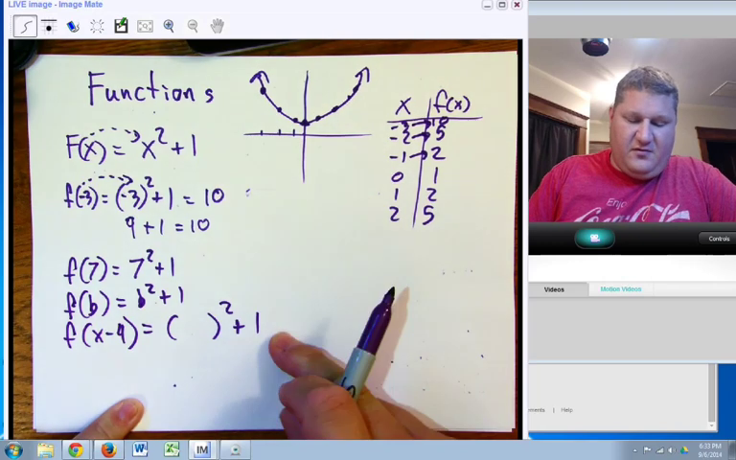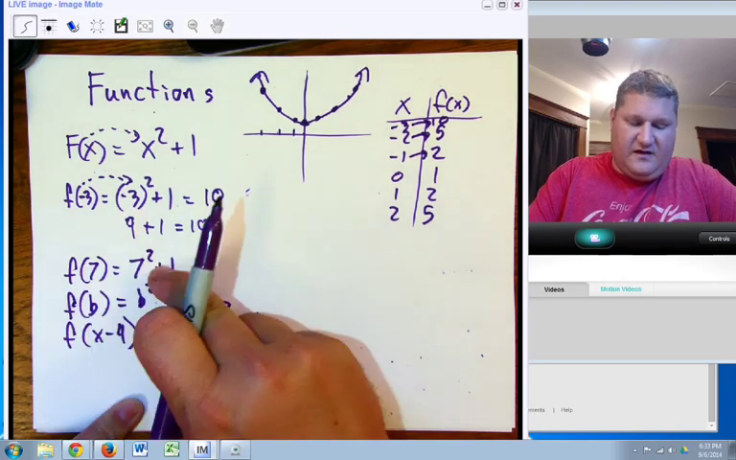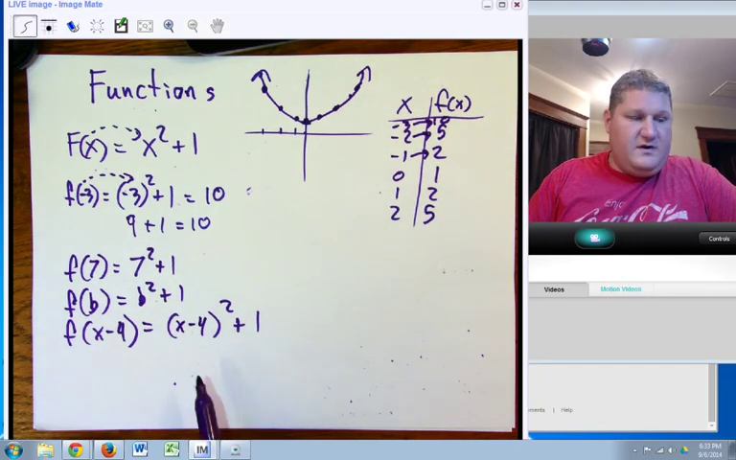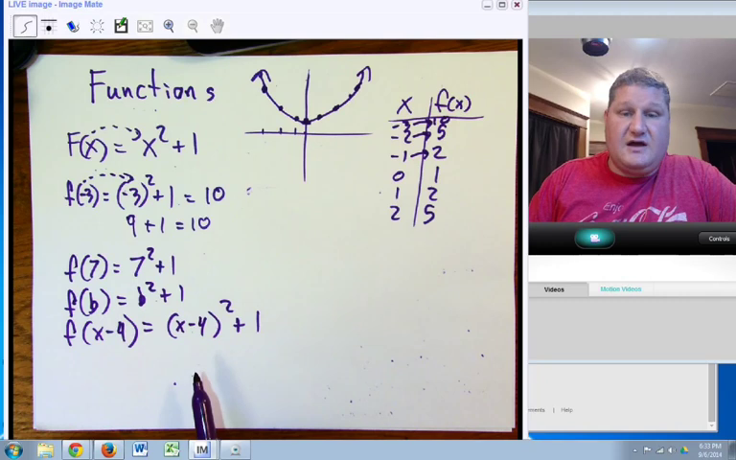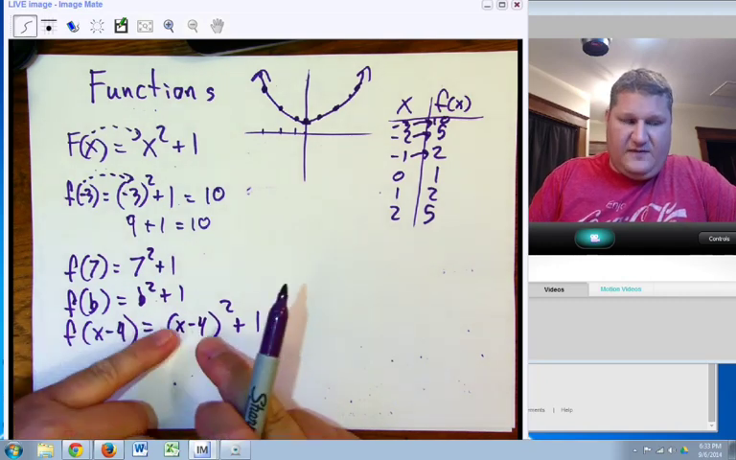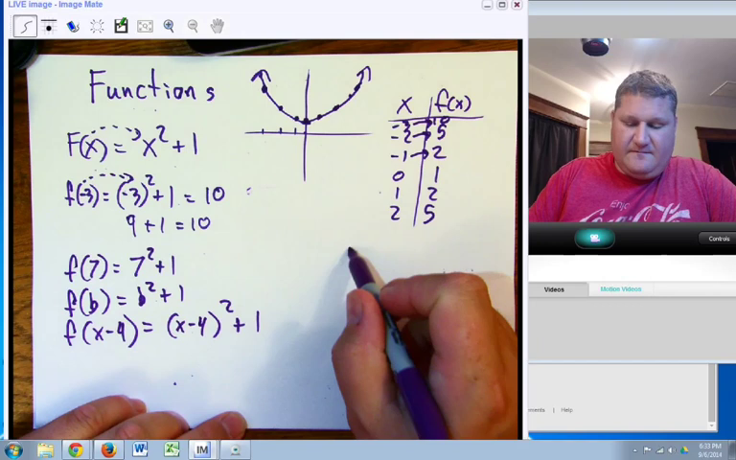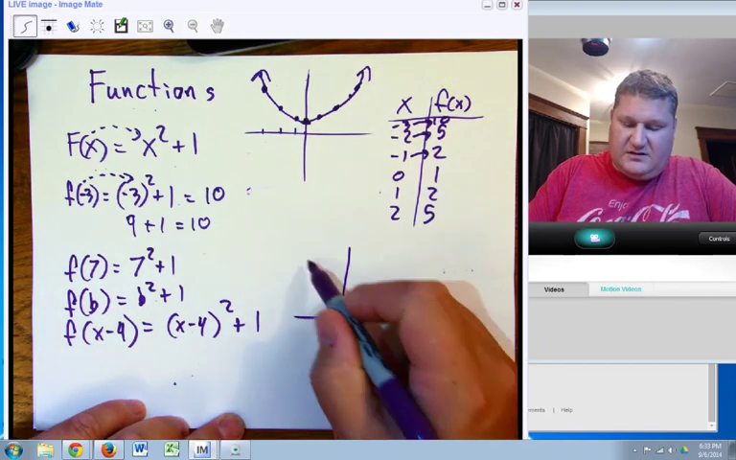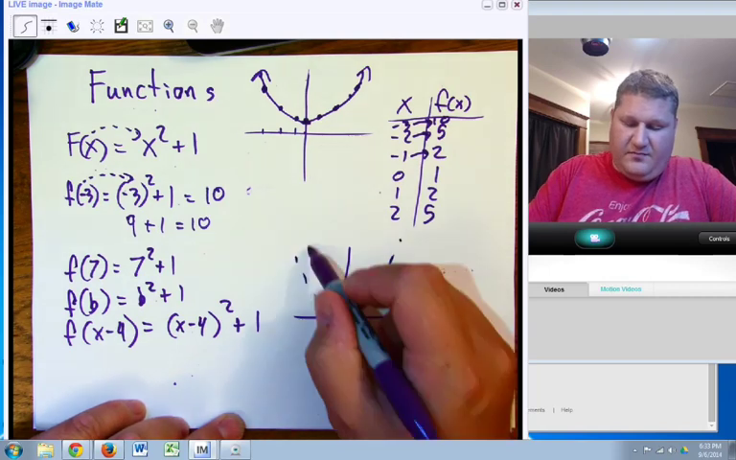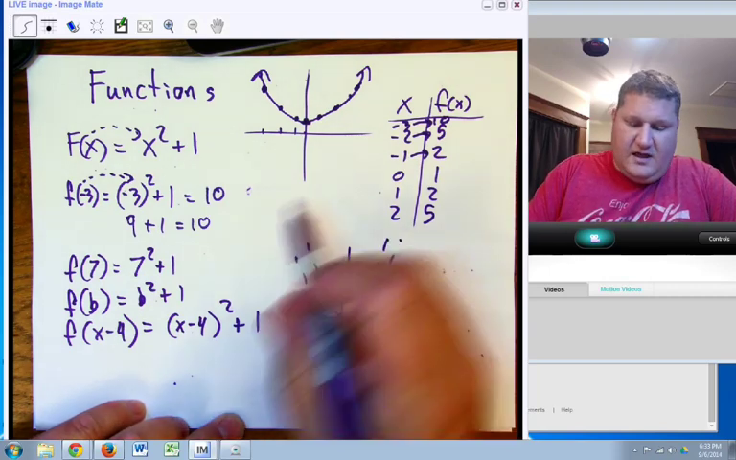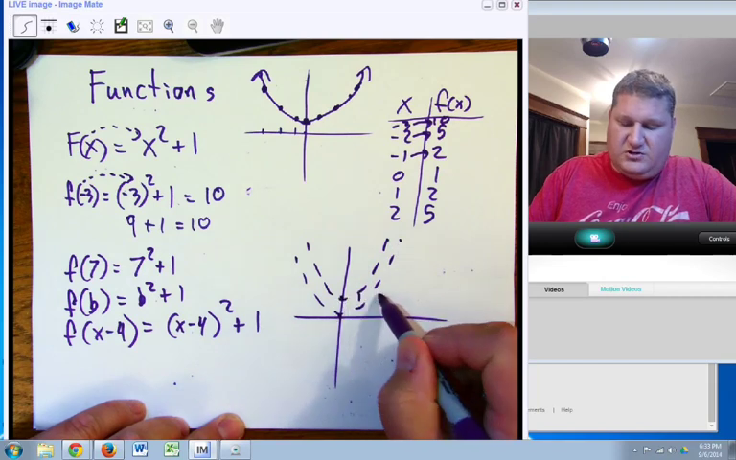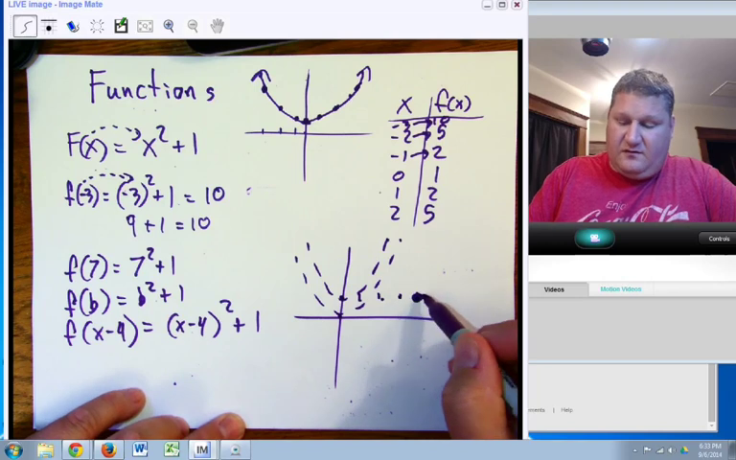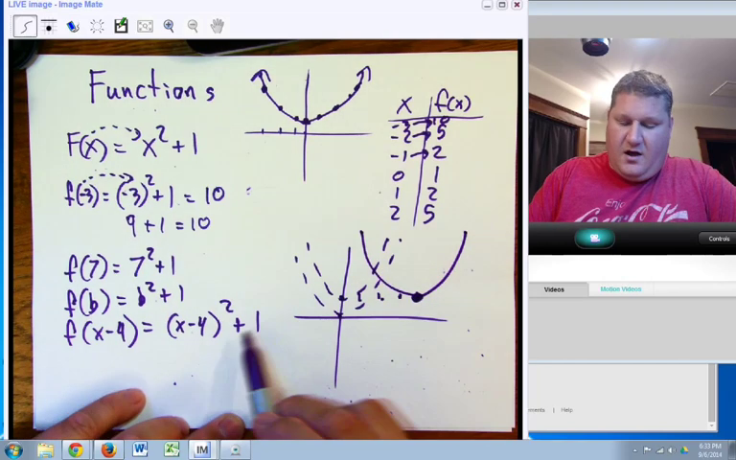That's the form of this, except now instead of putting in 7 or putting in b, I put in x minus 4. Now, we already should know from our Algebra 2 days what a minus 4 in with the x should be doing to this. In fact, what it's going to do is it's going to take this function that was a simple parabola that was moved up 1 unit, and now it's going to move it forward 4 units. And so now it's going to be over 4 up 1.